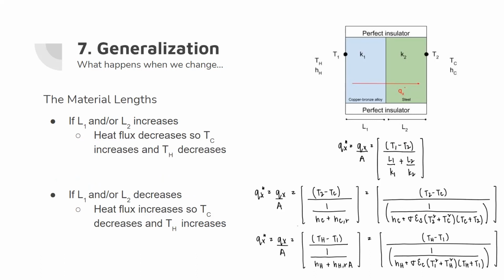And if we were to change the material lengths, if L1 and/or L2 increase, the heat flux will decrease and TC increases while TH decreases. If L1 and/or L2 decrease, heat flux increases while TC decreases and TH increases.